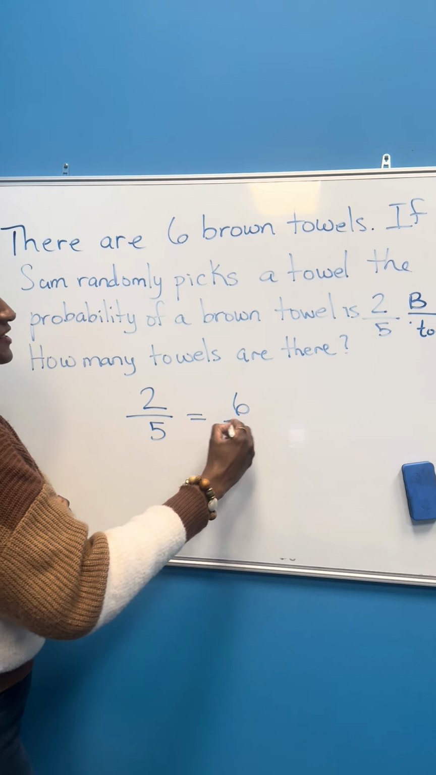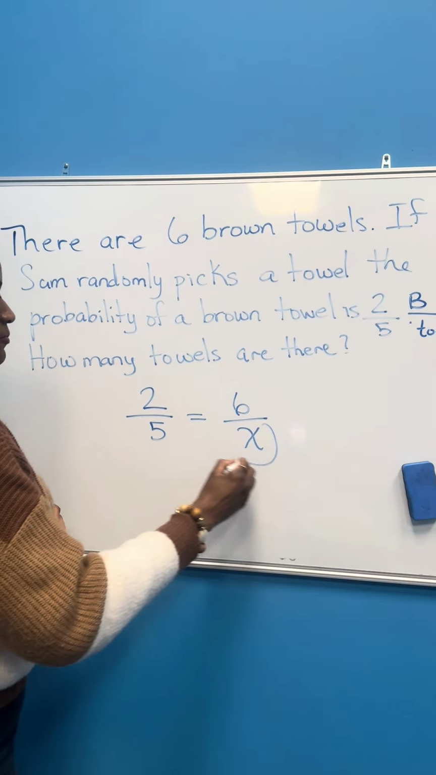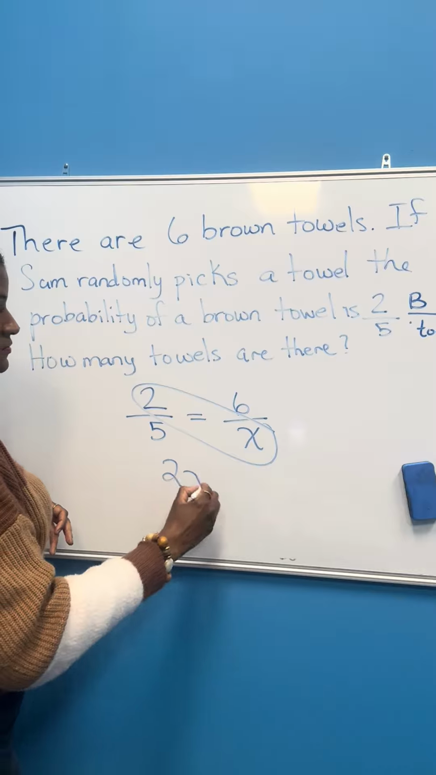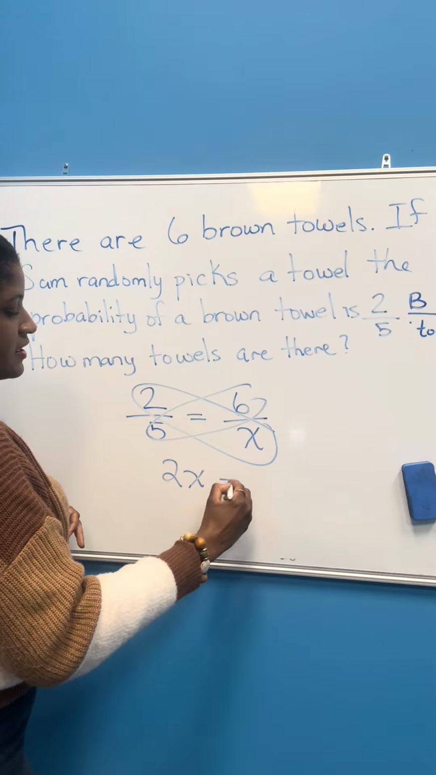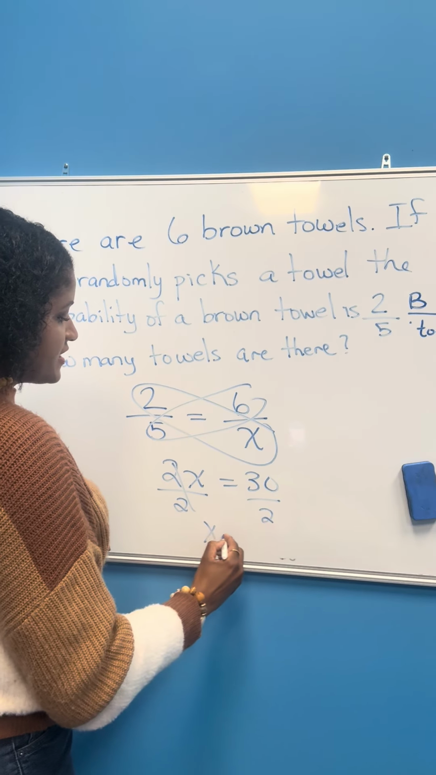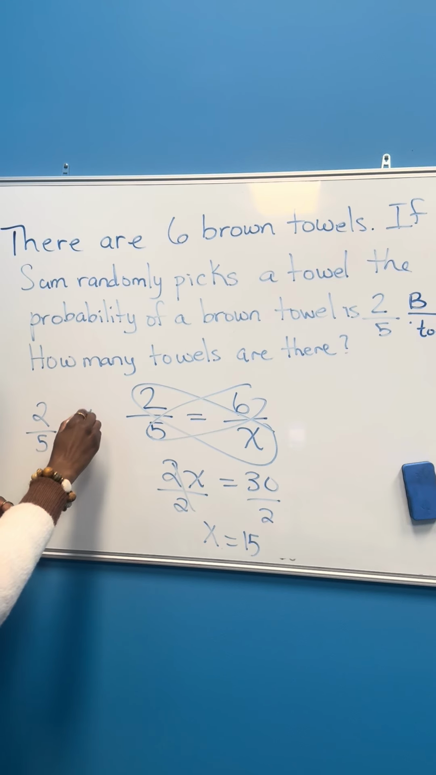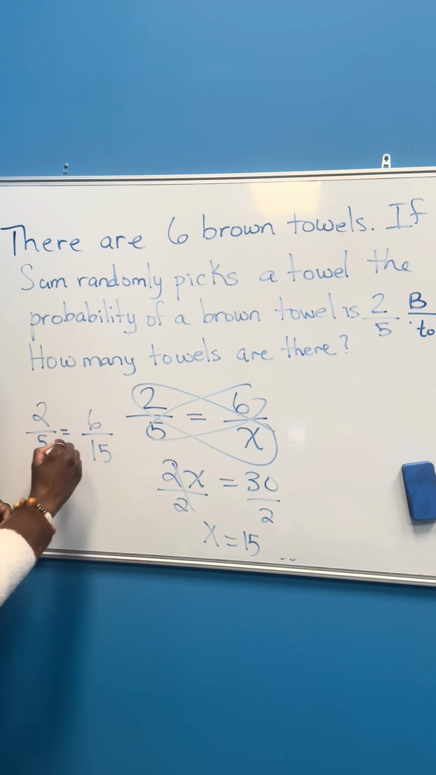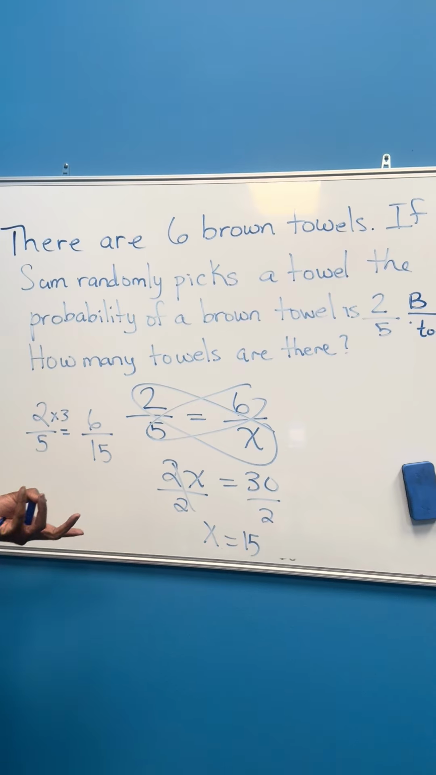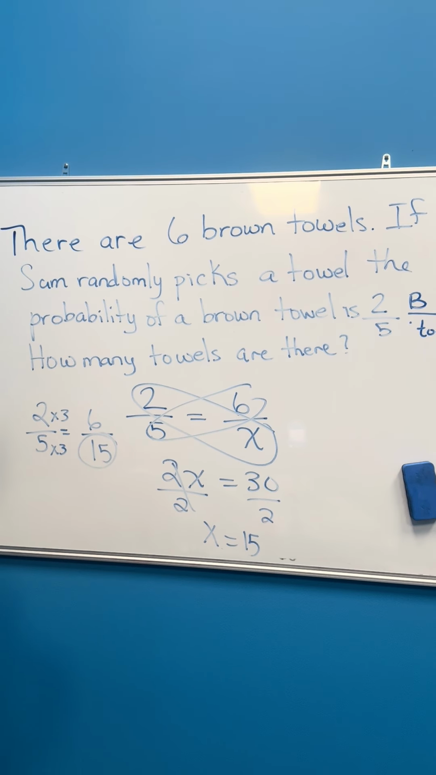There are 6 brown towels. Well, how many total towels are there? We can cross multiply with this proportion and divide by 2, and you get x equals 15. And you'll find that if you have the fraction 2/5, it is equivalent to 6 over 15 because 2 times 3 is 6. So that's another way you could have solved it. If you know 2 times 3 is 6, you think, well, 5 times 3 is 15. So the total number of towels that we have here is 15.